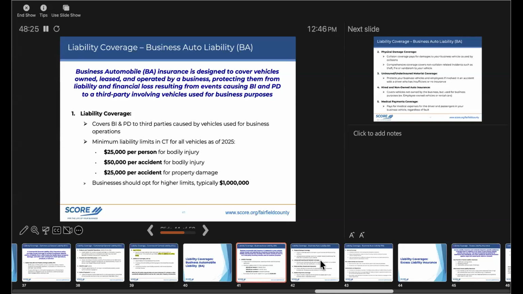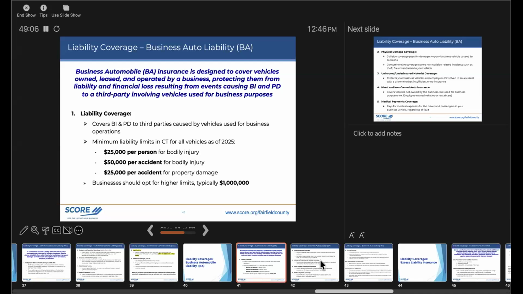Business auto, again, covers bodily injury and property damage caused by vehicles used for your business operations. If the vehicles you are operating cause bodily injury or property damage to a third party, this policy will cover it. The minimum liability limits in Connecticut for all vehicles as of 2025 were 25,000, 50,000, 25,000. Too little. You can't do anything with 25,000 these days. And your policy should typically be at least $1 million.